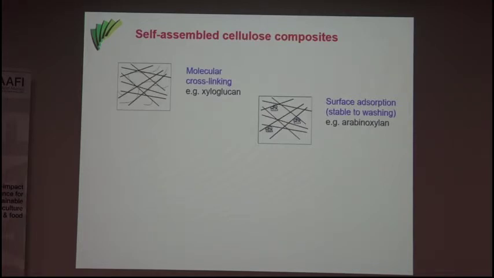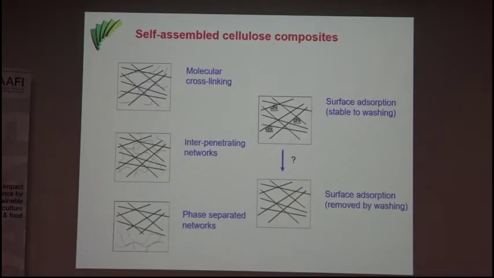But these are not the only type of structures you can and indeed do get. There's a whole range you can think about getting. So as well as cross-linking, you could have two separate networks, or you could have two networks that are separated, and those will give you different mechanical properties.